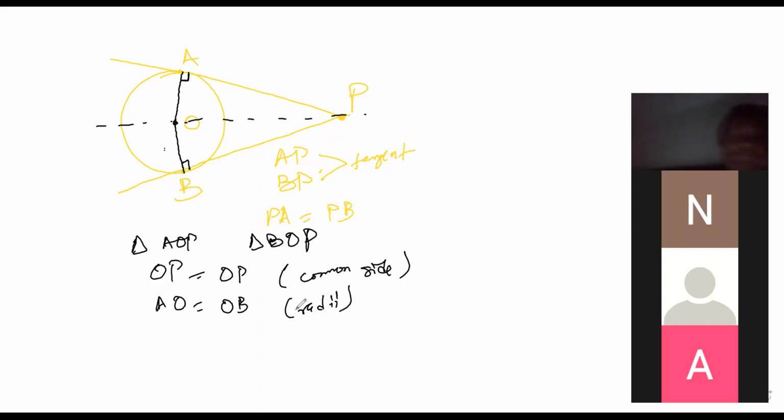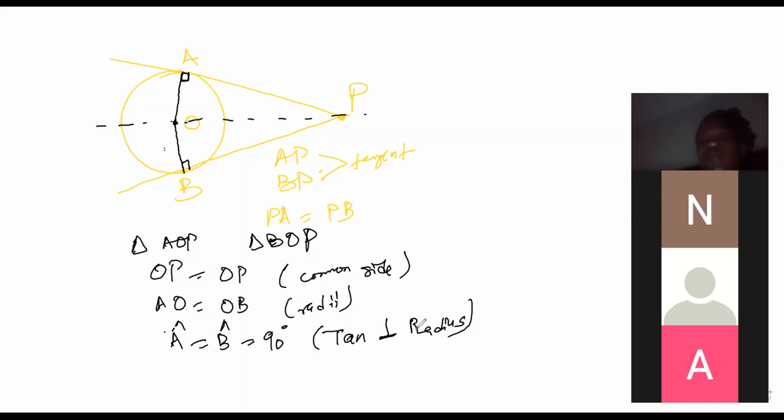Two radii. And also, this angle is 90 degrees, angle A is equal to angle B, which is 90 degrees. Our reason here is because always remember that a tangent is always perpendicular to a radius. Even in analytical geometry it is applicable. Tangent is always perpendicular to the radius, therefore that angle is 90 degrees. Therefore, can you see we've got side angle. This is a condition of congruency.